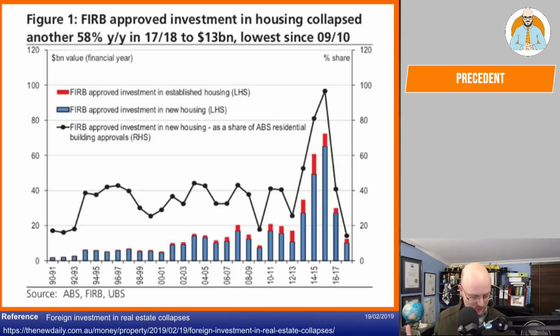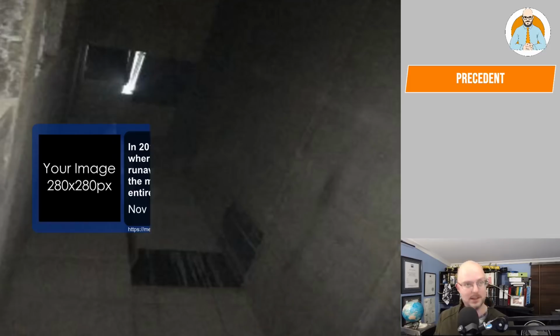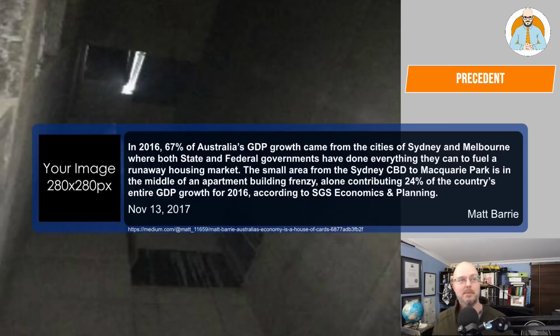And there's another quote that I will just find. I've just reorganized things here, so it's a little bit messy. But this is from Matt Barrie, and I've got to get his picture back up there. In his essay that he wrote about how Australia's housing market is built on a house of cards, in 2016, 67% of our GDP growth came from Sydney and Melbourne, which is expected, where both state and federal governments have done everything they can to fuel a runaway housing market. And that's happening again, isn't it?